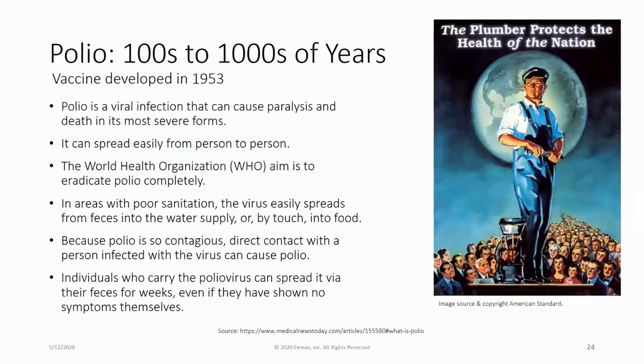Poor sanitation areas is where polio spreads the easiest, because it goes from feces to water to food, and people that even don't show symptoms can still carry the virus for weeks. So sanitation is extremely important, and hand washing is one of the most important activities to prevent the spread.